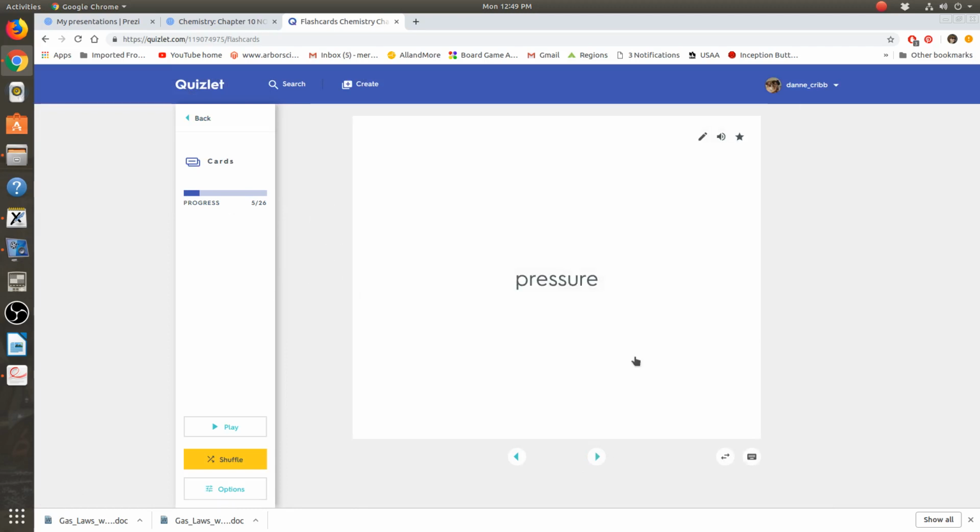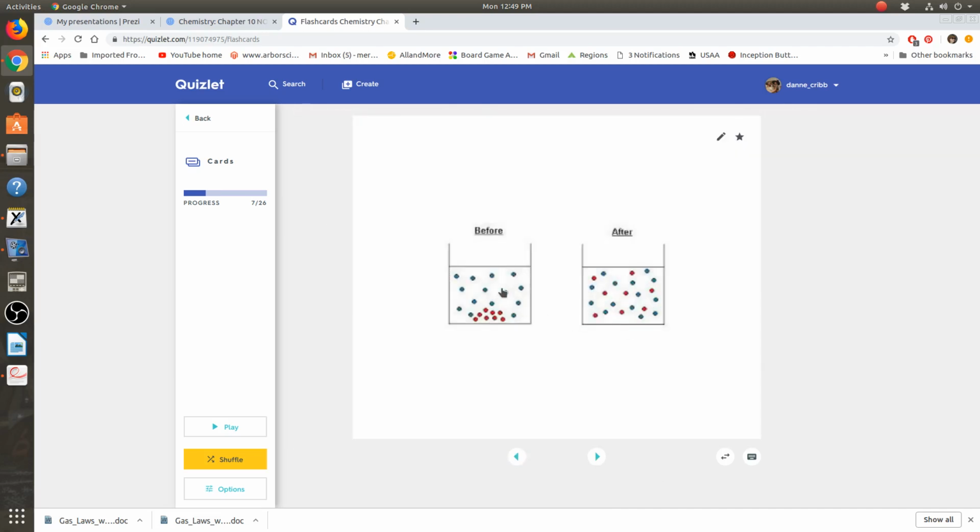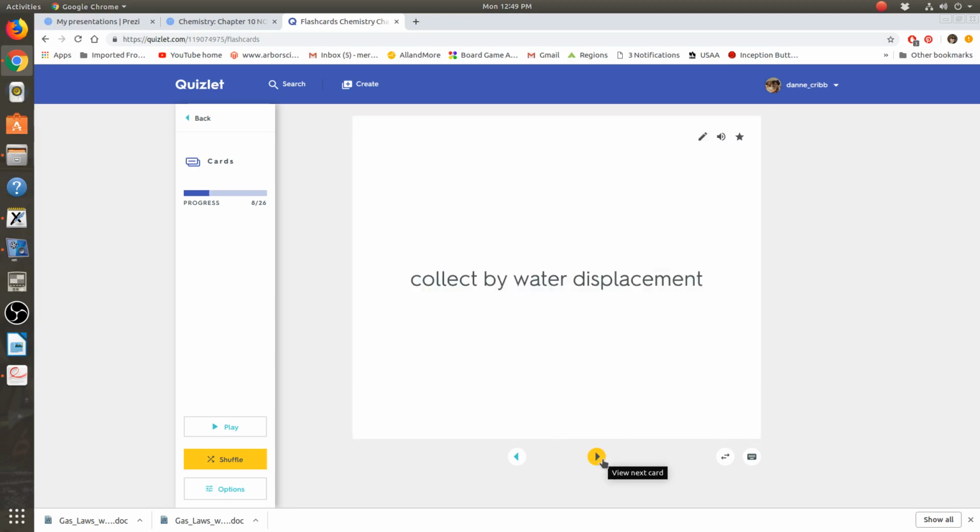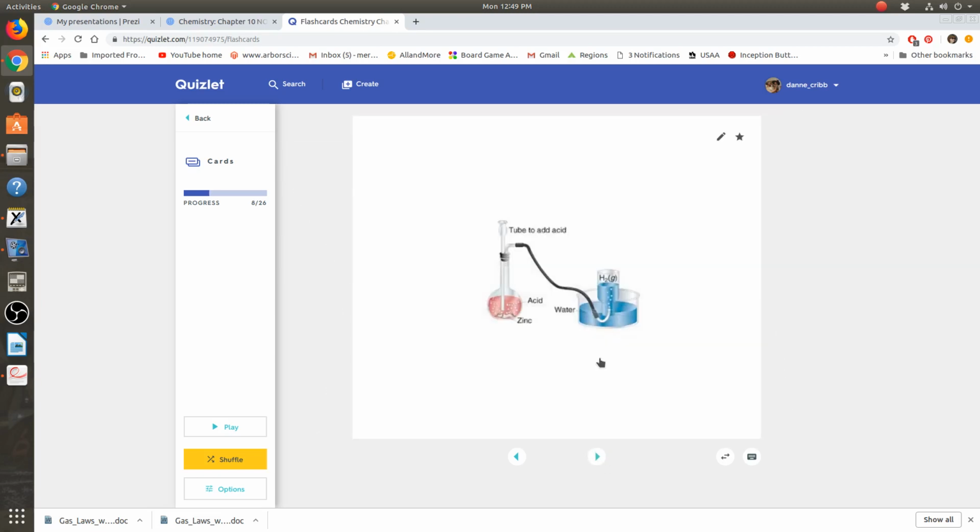What's held constant in Charles' law? Diffusion of gases. It's just showing you before and after how the concentrated area diffuses through. Collected by water displacement means the gas is bubbled up through the water and collected up here, and inside there will be the water and the gas, so remember you have to subtract out the water vapor.